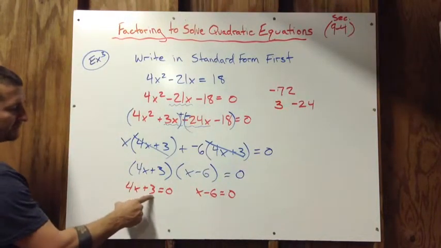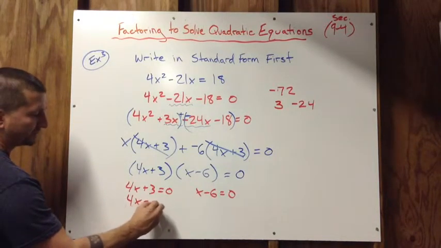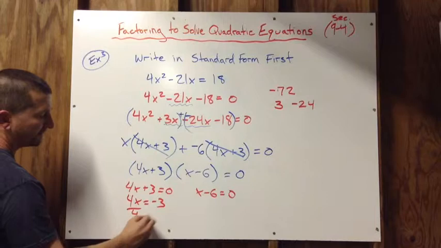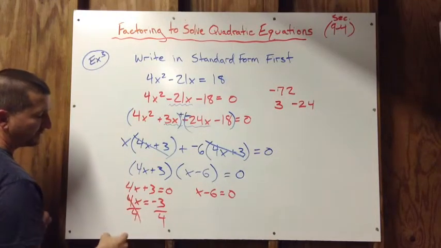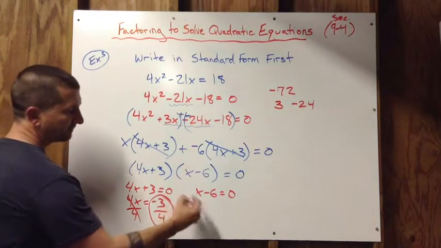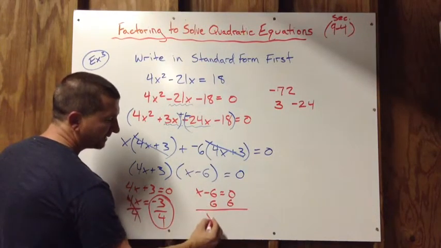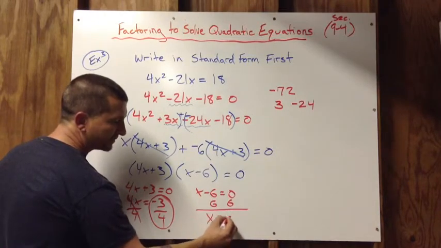For 4x plus 3, we subtract 3 from both sides, and we're left with 4x equals negative 3. Divide by 4, and we're left with x equals negative 3/4. And for this side, we add 6 to both sides, and our solution is x equals 6.